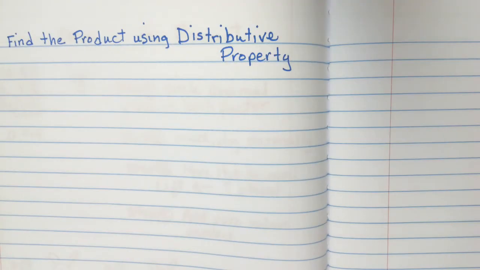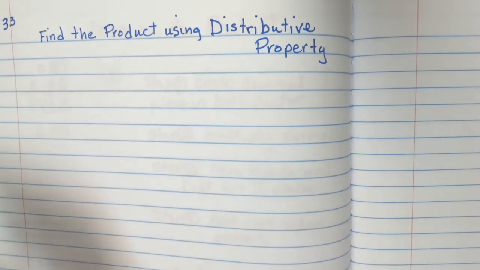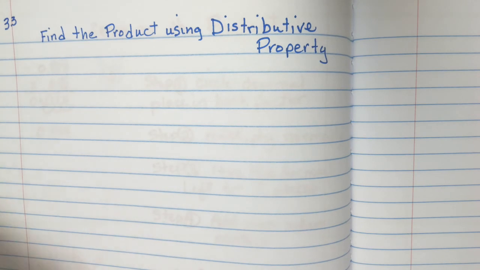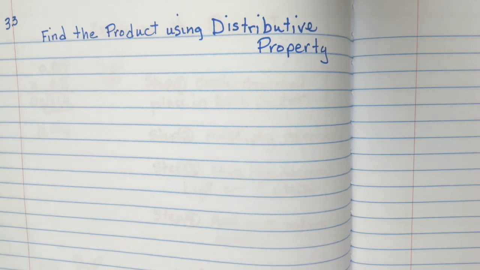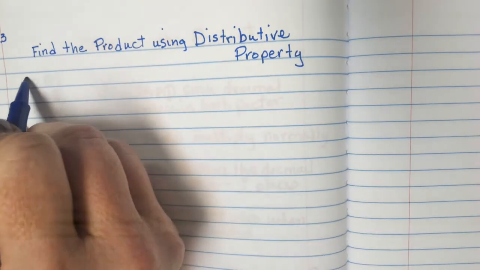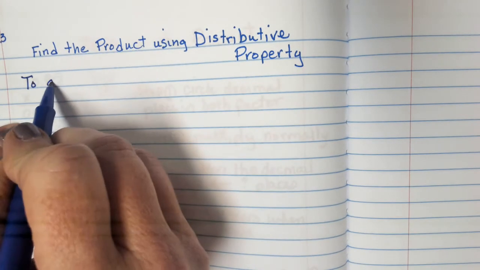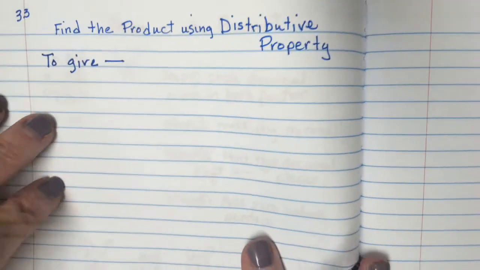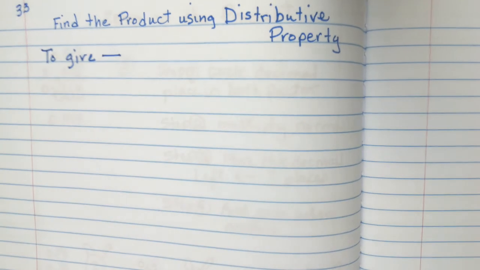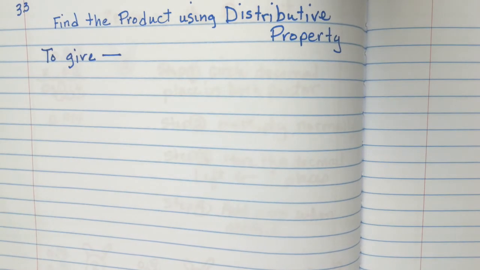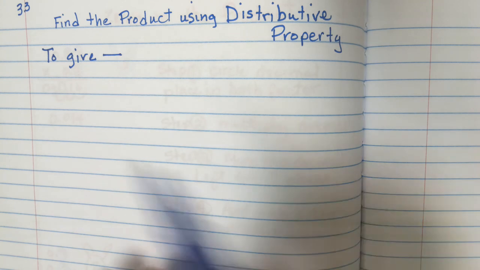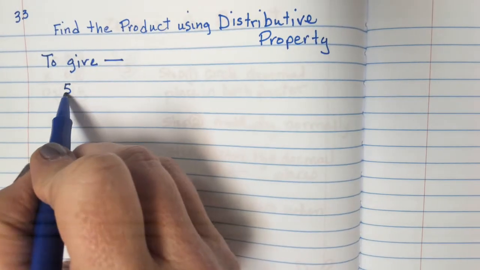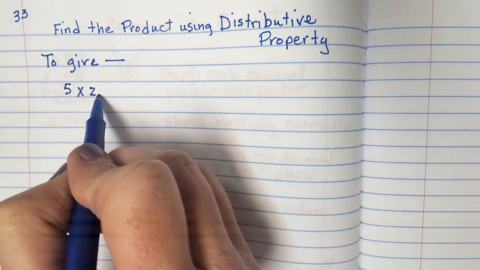Okay, so here we go. We are finding the product using distributive property. And remember, we talked about the definition means to give. To give. Okay? Now, the first one I'm going to come up with is 5 times 2 5/10.